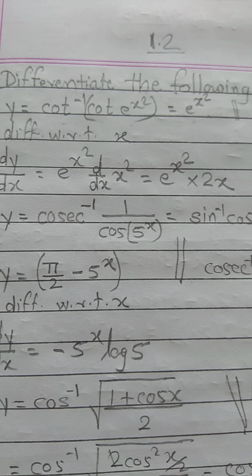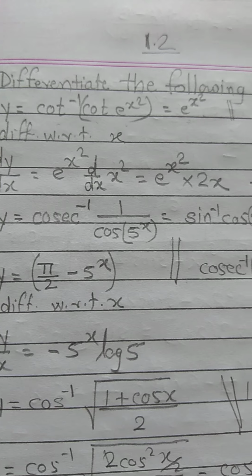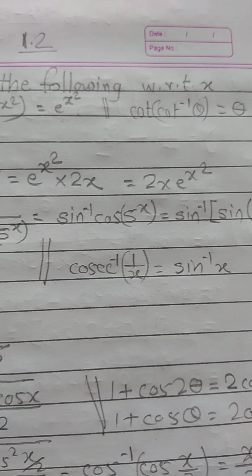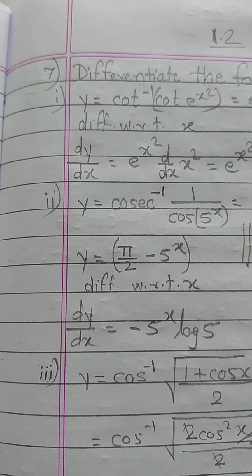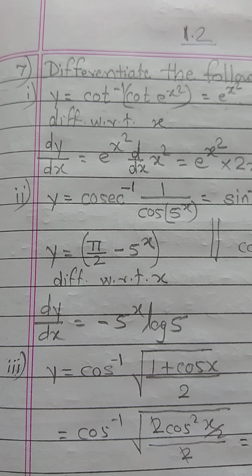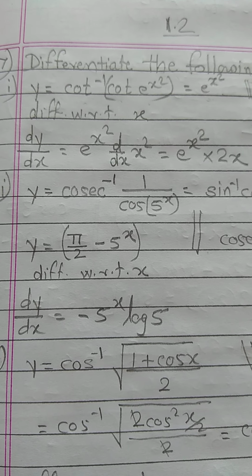Exercise 1.1, question number 7. Differentiate the following with respect to x. Roman 1, y equal to cot inverse of cot of e raised to x square.